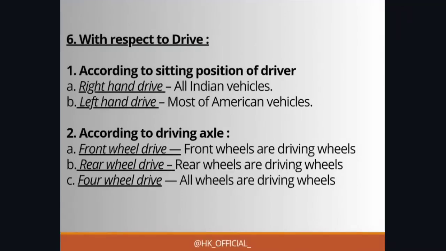So in with respect to drive, you can take 2 points. First is according to sitting position of driver, and then according to driving axle. Now what does it mean? See, front wheel drive, rear wheel drive and four wheel drive. These are three concepts in which you can take. Like first is front wheel drive, that means front wheels are the driving wheels. Okay, then rear wheel drive, rear wheels, that is behind wheels, are driving wheels, and four wheel means all wheels are driving wheels. Okay, so I hope you are understanding till now very good.